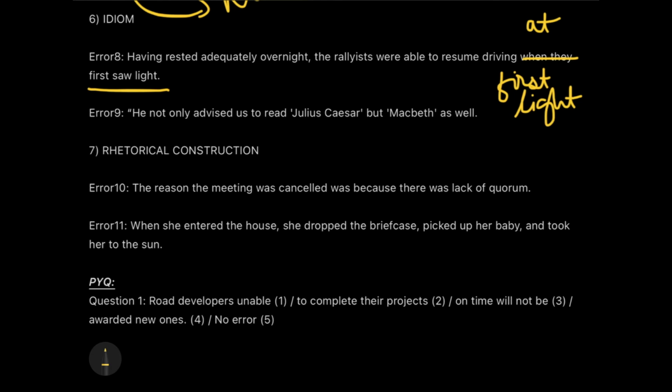So, he advised us to read. Now see, the not placement plays an important role. So इधर से we will remove not only and we will say he advised us, after us, okay, to after us to read, then you will add here not only. Not only Julius Caesar but Macbeth as well.